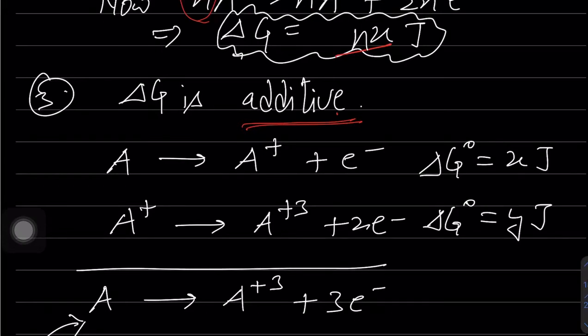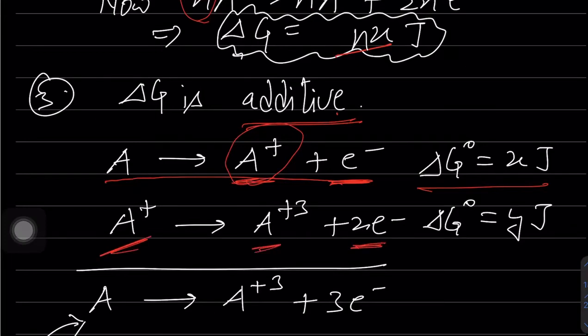So it is additive. Additive means we can add these. How can we add this? Let us take an example. For example, this is a reaction. It is losing 1 electron only, making A positive. And for this reaction, delta G naught comes out to be x joules. Further, this A positive is again losing 2 electrons, making A3 positive, and delta G naught equal to y joules.